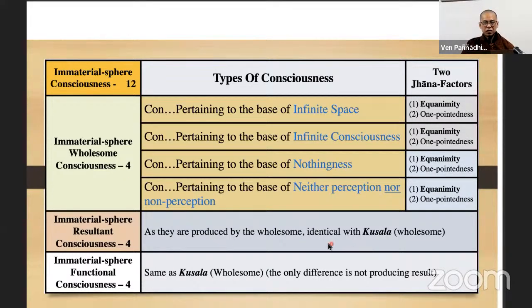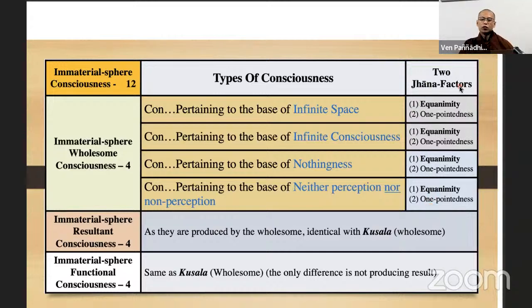The sequence is the same. The result is the same because it is produced by the wholesome consciousness, kusala, so it must be identical with the wholesome. And for the functional, as we have explained, because it arises in the arahat's process, it does not produce a result.